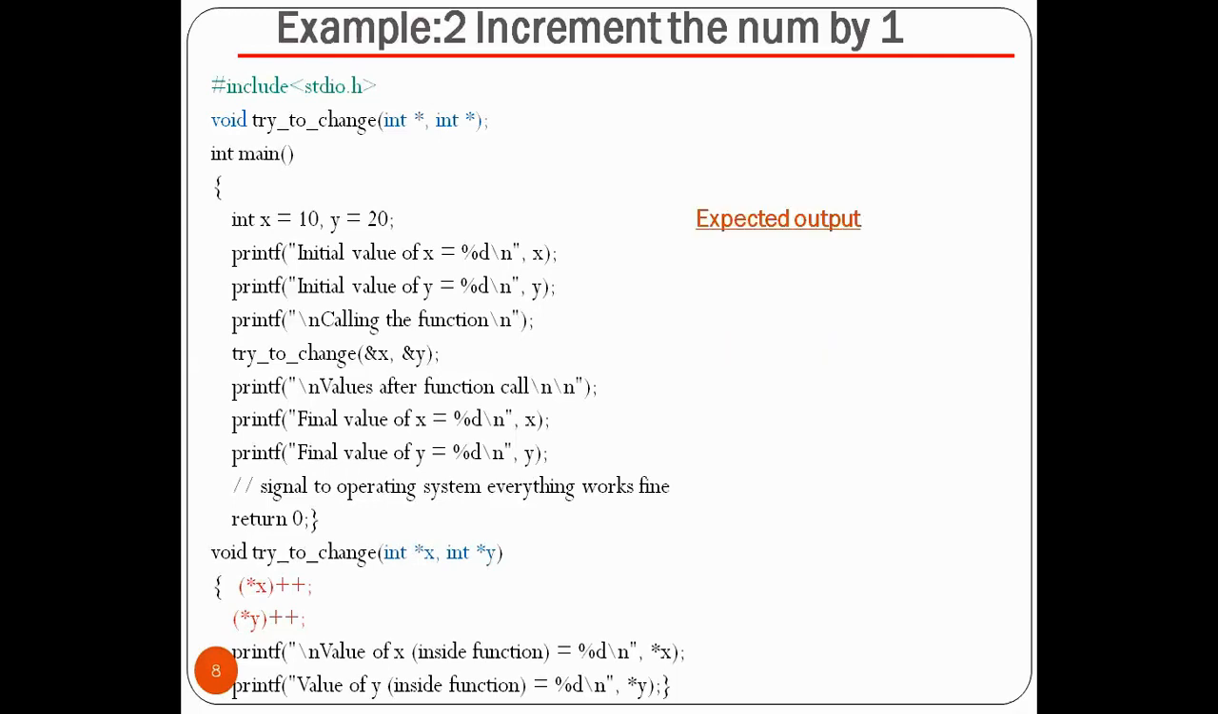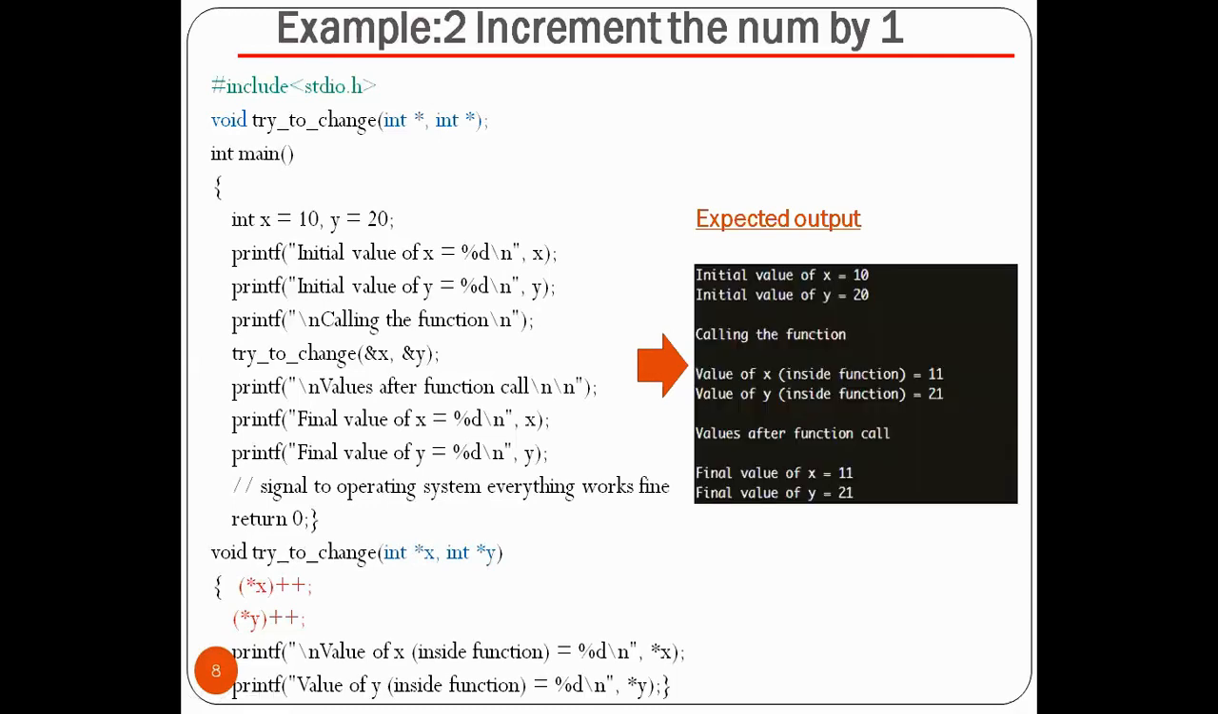So the expected output should be: x and y should be the same before calling the function, that is, x is 10 and y is 20, and after calling the function both should be incremented by 1, that is, x should be 11 and y should be 21. And yes, this is the expected output.